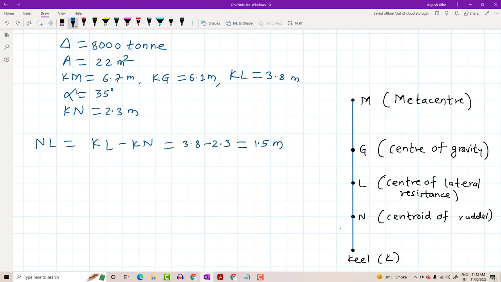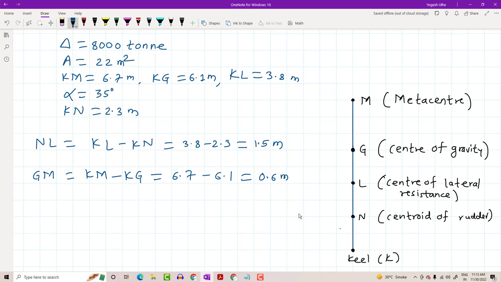GM. GM means what, guys? We already studied. GM means KM minus KG. From here to here is KM, and from here to here is KG. So KM minus KG is GM. KM is 6.7, KG is 6.1. If you do the calculation, the value of GM we will get is 0.6 meter.